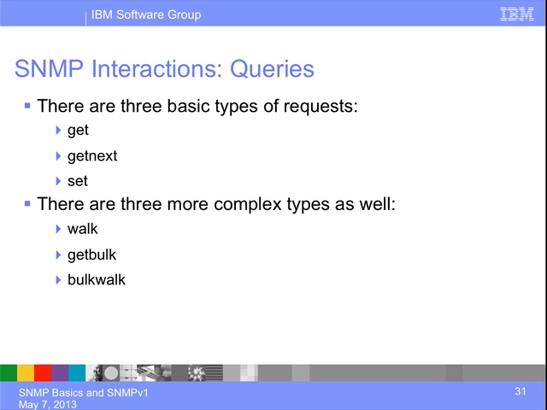There are many types of requests a manager might initiate to an agent. Basic ones entail a single request for a single piece of data, resulting in a single response with a single value. These include the GET, GETNEXT, and SET requests. The more complex requests entail either a series of multiple requests and responses, like a walk, a single request for multiple values, like a GET bulk, or a series of requests for multiple values, like a bulk walk.